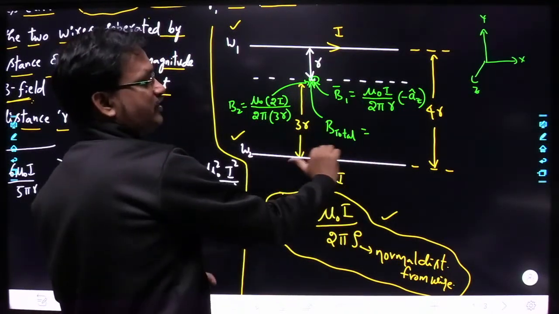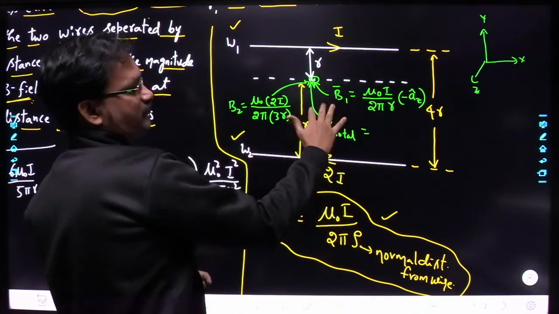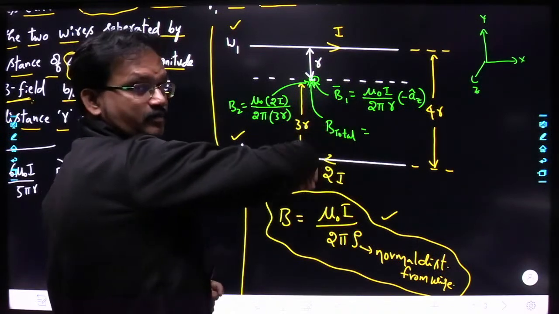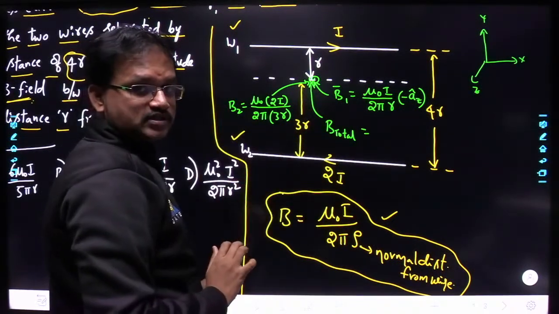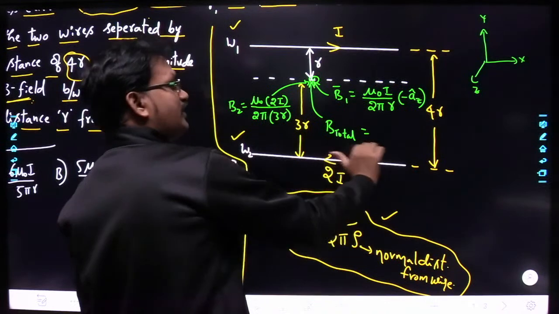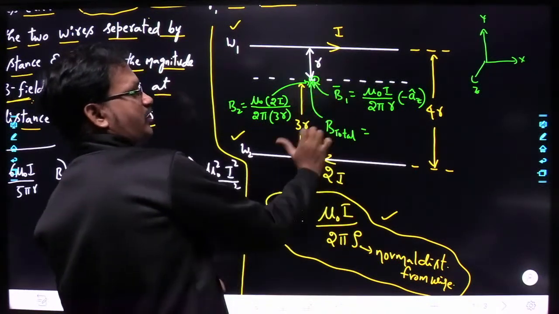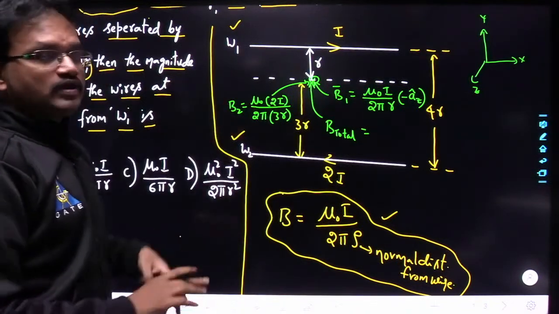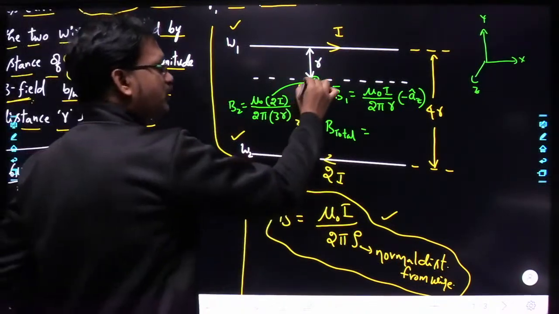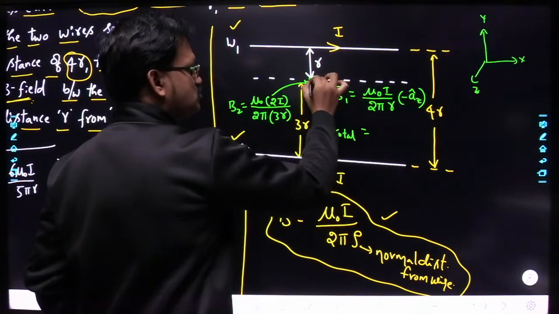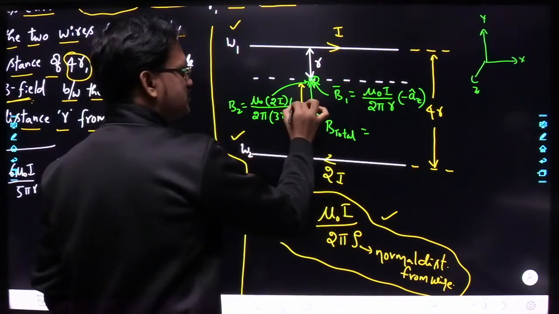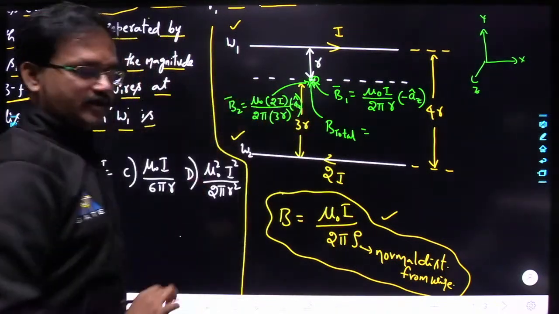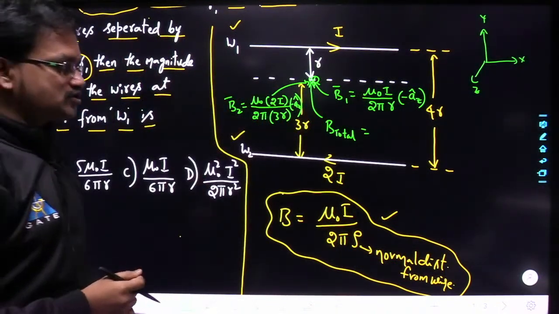So if it is flowing in this direction, above this current carrying wire, the B field will point into the board, and below this current carrying wire, B field will point out of the board. Yes or no? So above this wire, B field will point into the board. That means B2 will also point into the board. So B2 is also pointing in which direction? Negative Z direction. Understood?